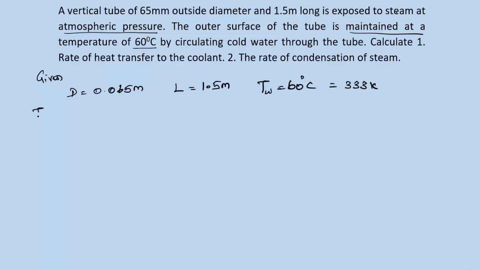steam. So to find rate of heat transfer is called as Q. Rate of condensation is called as m dot. In boiling, we also know that rate of boiling is known as m dot. Here, rate of condensation is known as m dot. Okay.